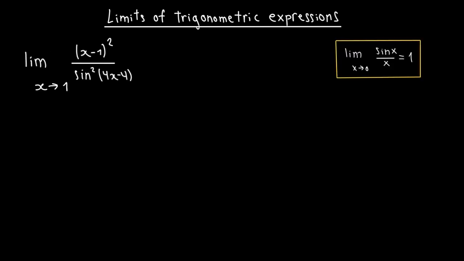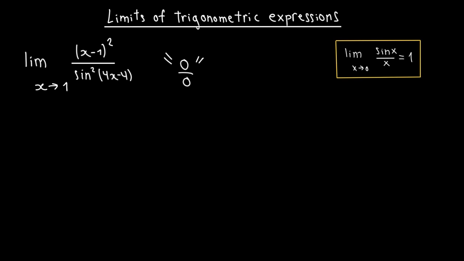I think it's important to start from a specific example to then induce a general method for solving trigonometric expressions. So here we have a fraction of two functions: x minus 1 squared divided by sine squared of 4x minus 4. What we notice is that the limit as x tends towards 1 of x minus 1 squared is 0. Same thing for sine squared of 4x minus 4, because 4x minus 4 tends towards 0, and the limit of sine of x as x tends towards 0 is 0. Hence, we have a limit of the form 0 over 0.